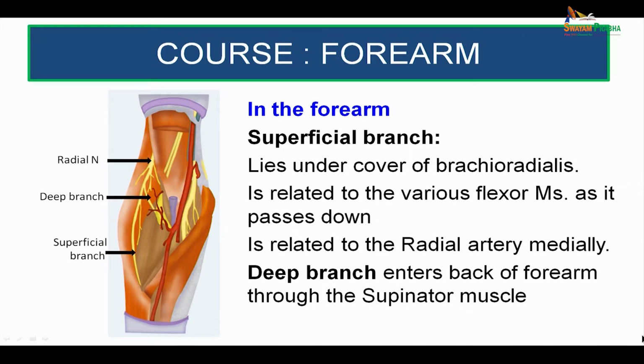So, in the front of the forearm, let us look at the fate of the cutaneous or superficial branch. It lies under cover of brachioradialis for a long distance. Upper 2/3 of it is under cover of brachioradialis. In the middle 1/3, it lies in relation to the radial artery on its medial side, and then it passes further down, and at the same time the deep branch exits this region by passing through the supinator muscle.